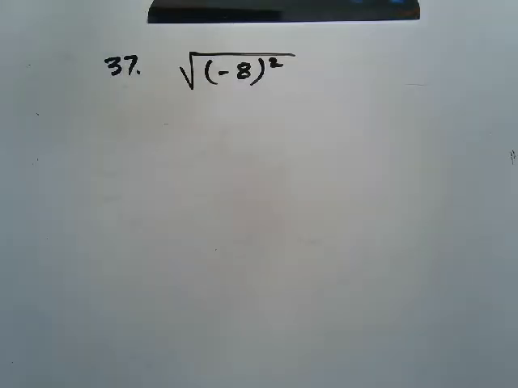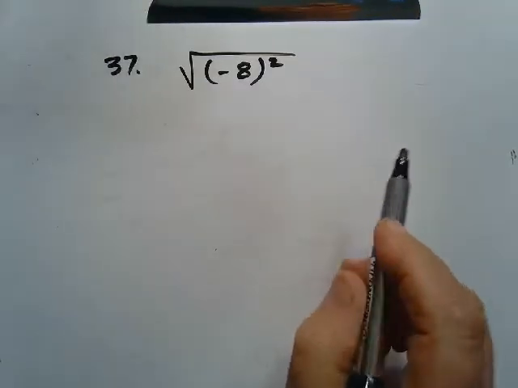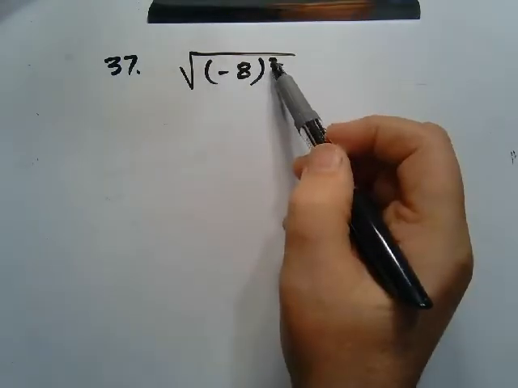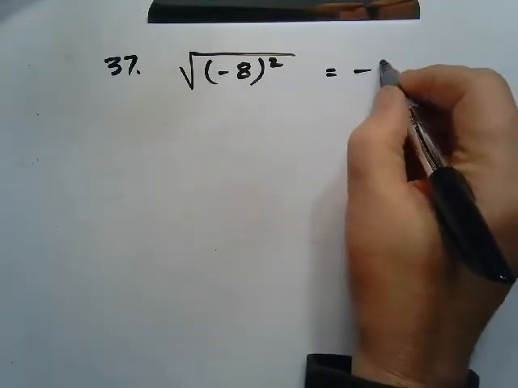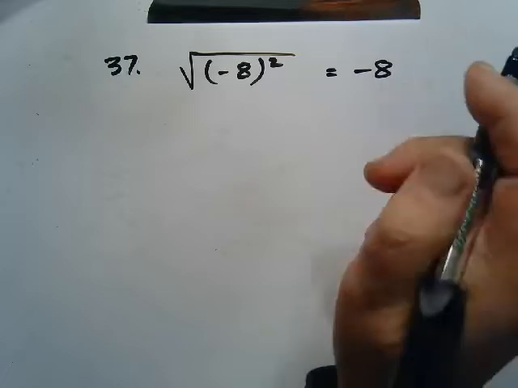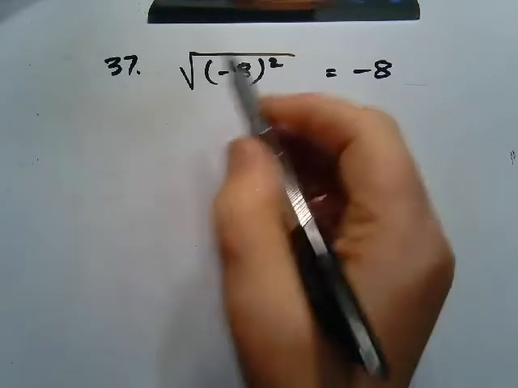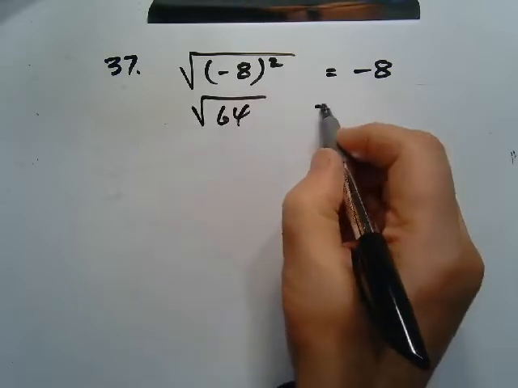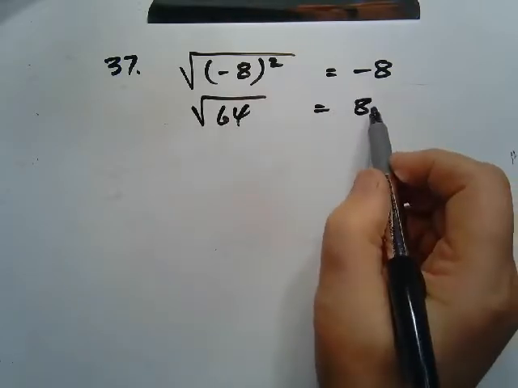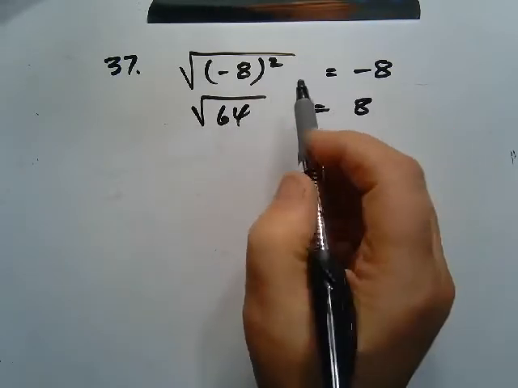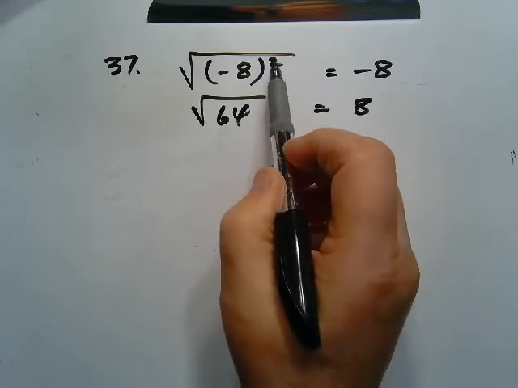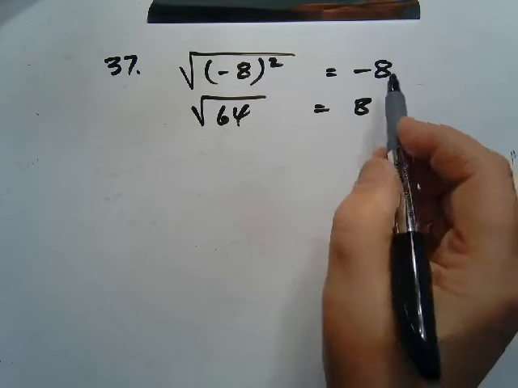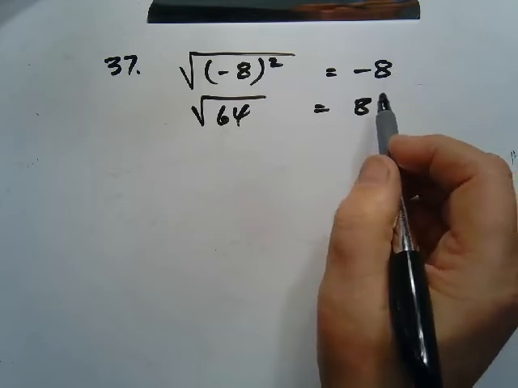All right, let's take a look at this problem here. Notice that a square and a square root undo each other. So the answer here ought to be a negative 8. And some of you might say, well, don't we square this first and get 64? And the square root of 64 is 8. Well, that's true, except if you recall, when we start out with an even power and we end up with an odd exponent, we have to put absolute value around something.